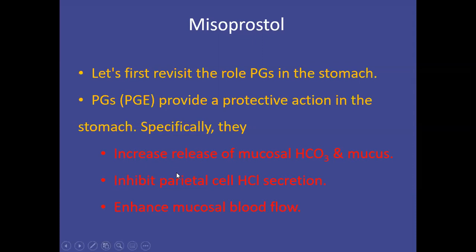Because NSAIDs decrease the biosynthesis of prostaglandins. By virtue of that, they will decrease the release of mucosal bicarbonate and mucus, by inhibiting the role of prostaglandins in the GIT. They will increase the parietal cell HCl secretion, and they decrease the mucosal blood flow. All these factors will lead to the development of ulcer, and that is why we call it NSAID-induced ulcers.